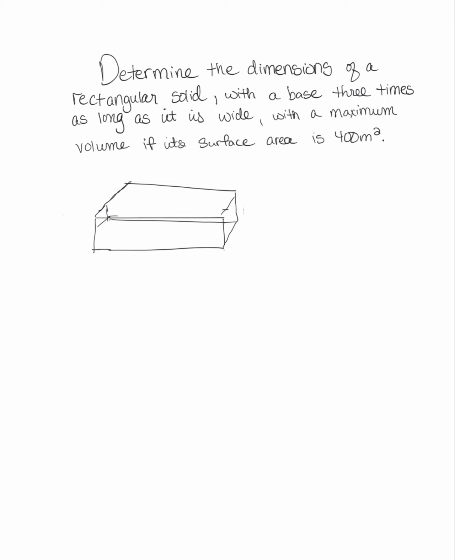And when you have an optimization problem, you're going to be given, let's read this problem and we'll look at it and then we'll take it apart. So it says, determine the dimensions of a rectangular solid with a base 3 times as long as it is wide, with a maximum volume if its surface area is 400 meters squared. Okay, so what is this even saying, right? There's so much information in that.